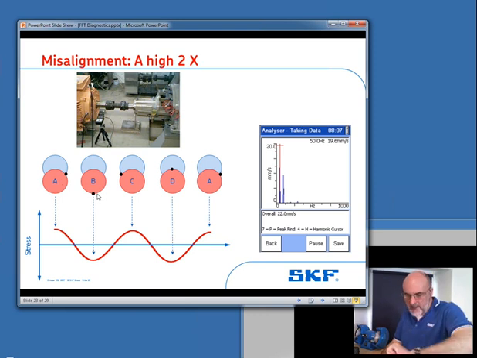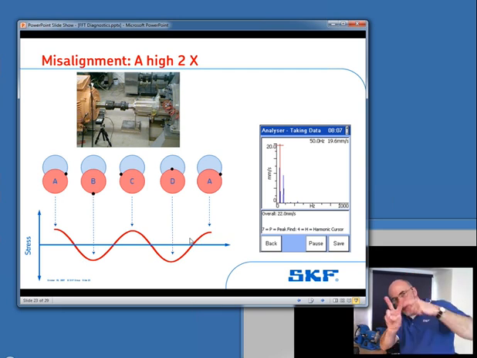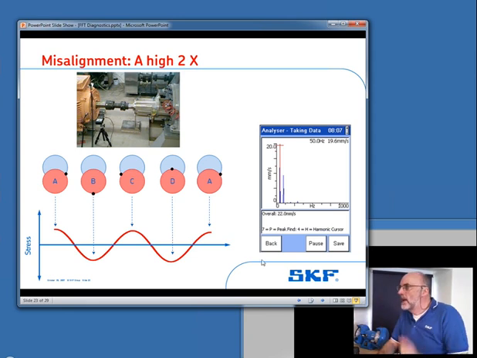I haven't got time in the space of this webinar to explain how it works, but if you were to put a strain gauge onto the shaft and you've got parallel offset misalignment, and look at the output of that strain gauge versus shaft angle, you will find that you'll get a double sine wave for 1 rotation. So you get 2 stresses for every 1 rotation of the shaft, and that causes a high 2 times.